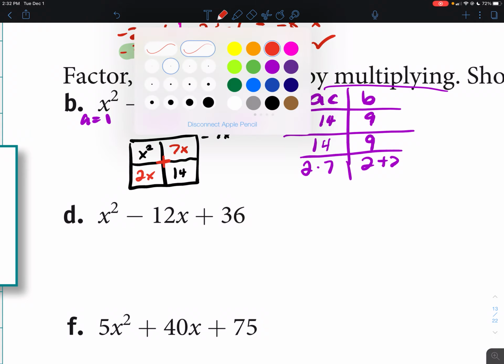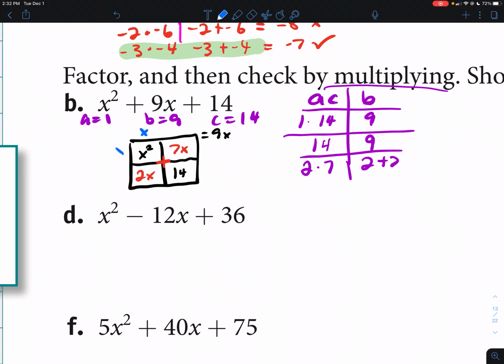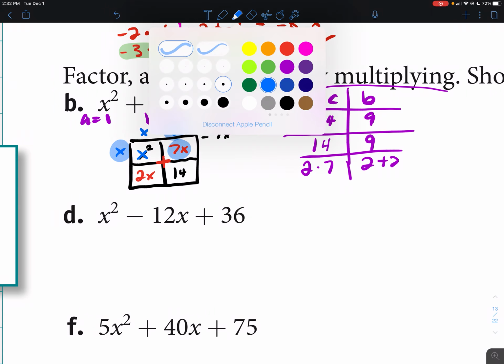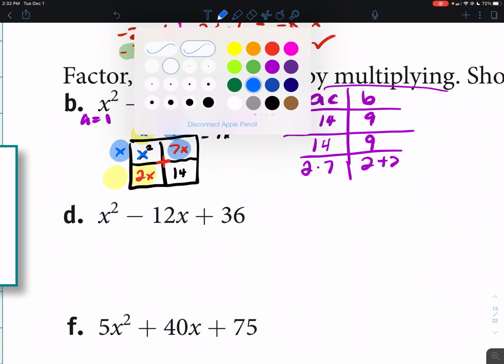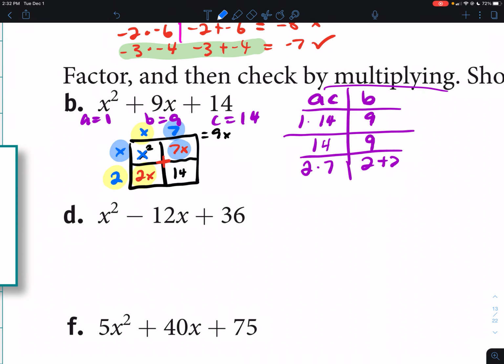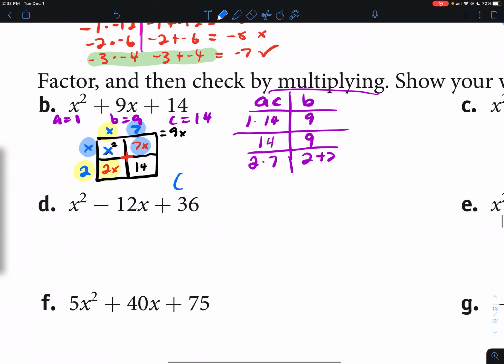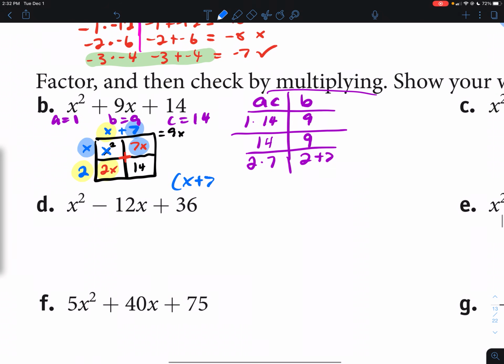And then on the outside, we're going to have x times x gives us the x squared. And then think, what times x is 7x? Well, that would be 7. And then what times x would give us 2x? Well, that would be 2. So our answer is x plus 7 times x plus 2. And then multiply them back together to check your answer.